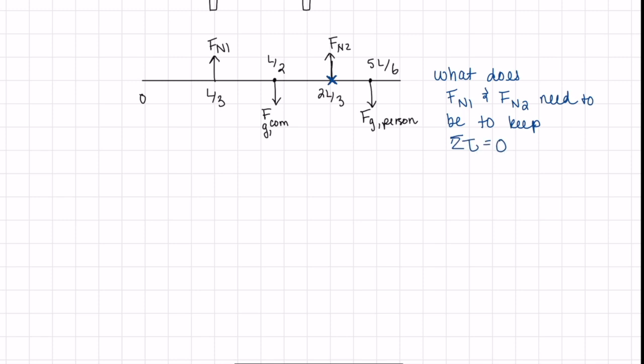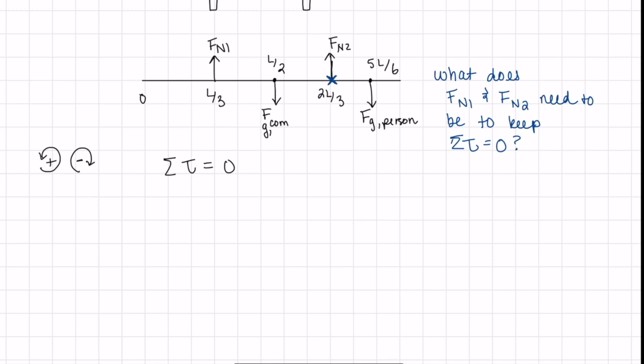Sum of the torques equal to 0. So that's where we'll start. So our sum of our torques equals 0. Let me go ahead and draw a counterclockwise positive, clockwise negative. Then we'll look at each of our forces.